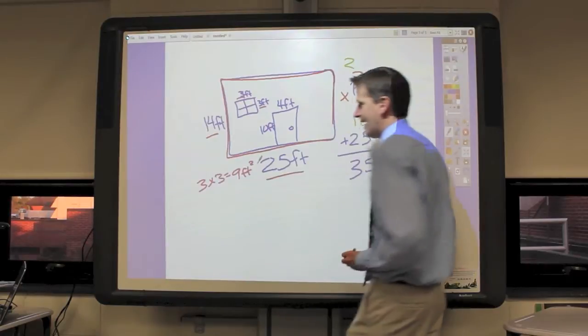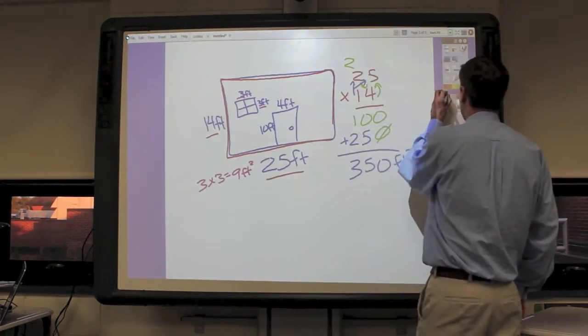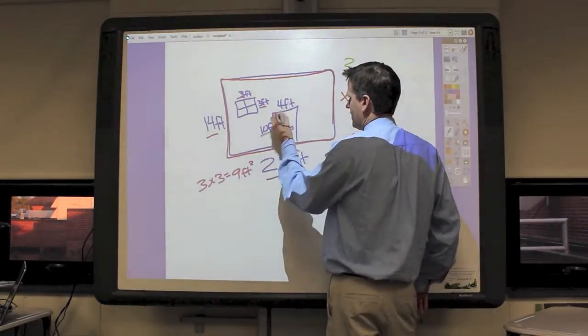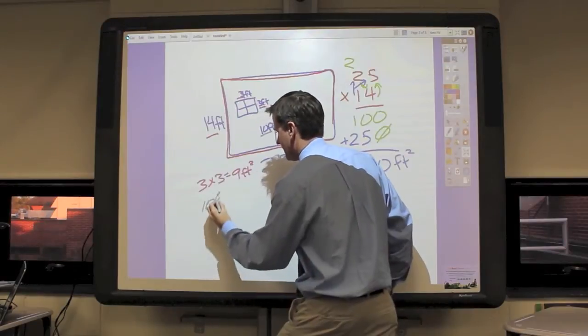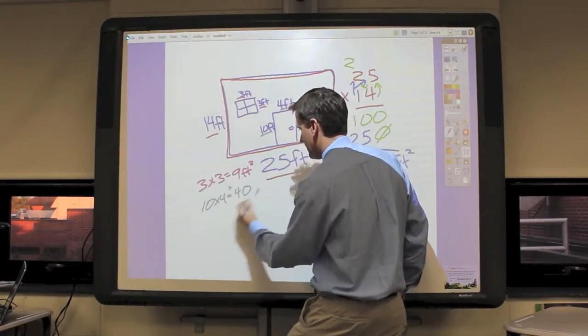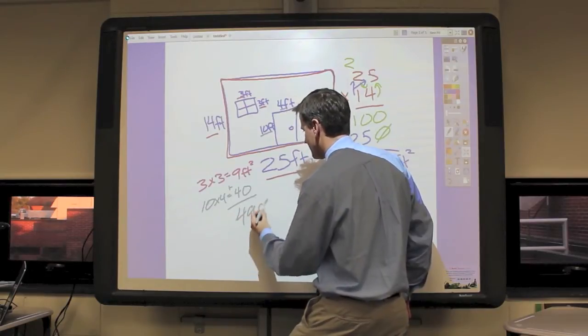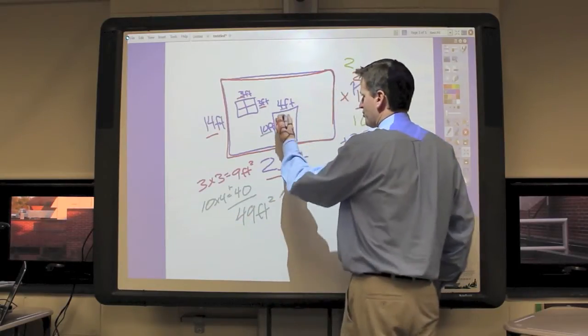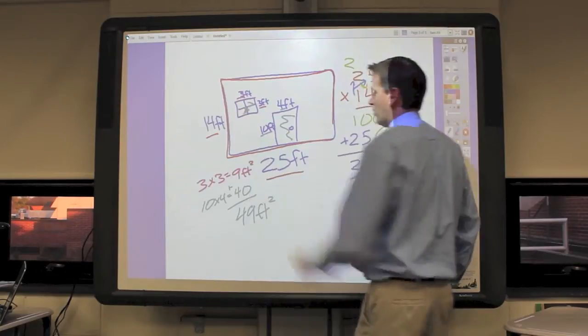9 square feet. And then the next thing I have up here is my door, which is a 10 by 4. So 10 times 4 would get me 40. And when I add these together, it gets me 49. So that's the surface area of both the door and my window, okay?